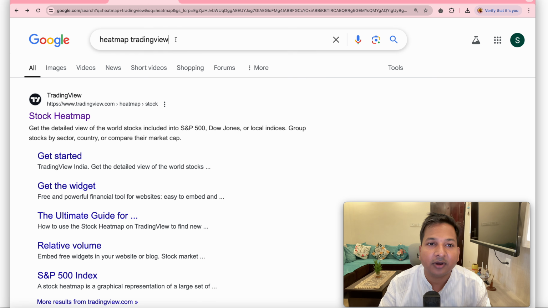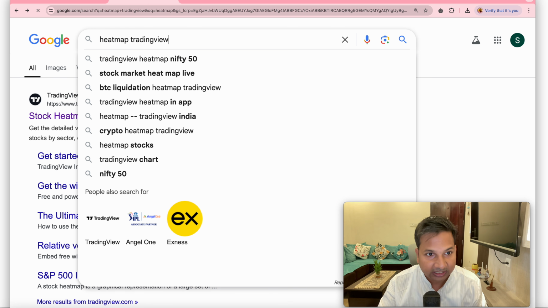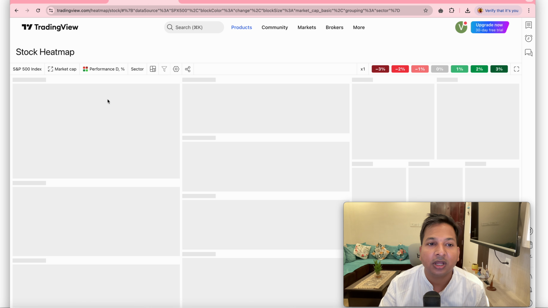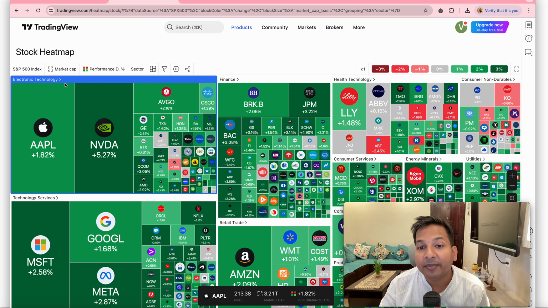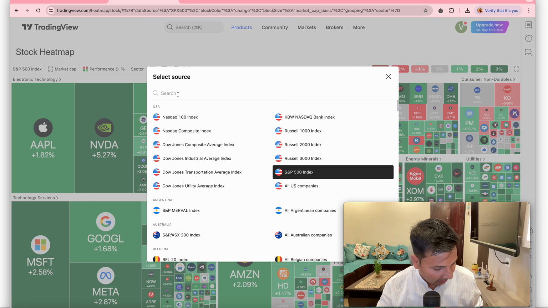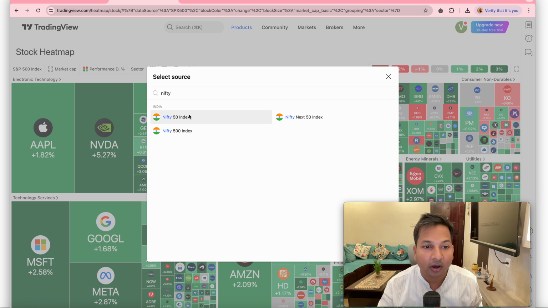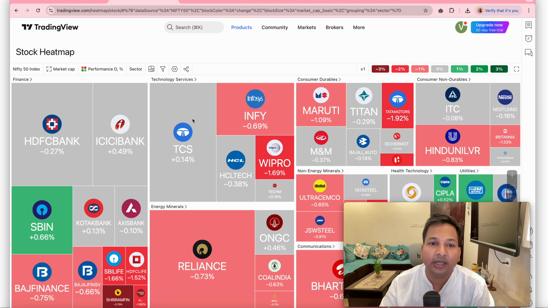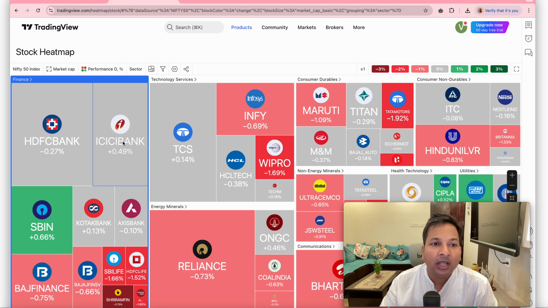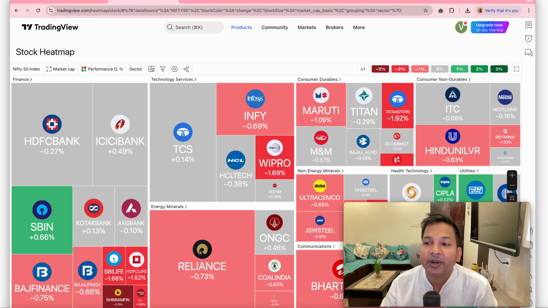In Google, you have to write heat map trading view. The page will come like this. At 9:15 you have to open this stock heat map. This is for the American market, where the S&P 500 is there. You have to click this and choose Nifty 500 or Nifty 50. Anything is okay, because both will show you the same sentiment. I use Nifty 50, so I have opened Nifty 50.